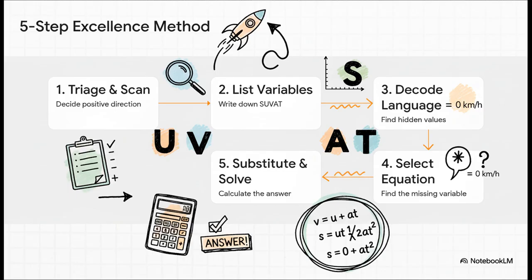It's so simple. Step 1, you scan the problem, you pick a positive direction. Step 2, you list out your SUVAT variables. Step 3, you decode the words in the question to find hidden numbers. Step 4, you use our secret weapon, the missing variable, to pick the right equation. And finally, step 5, you plug in your numbers and solve.